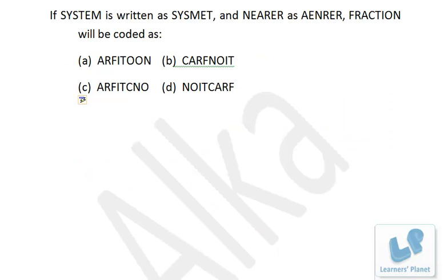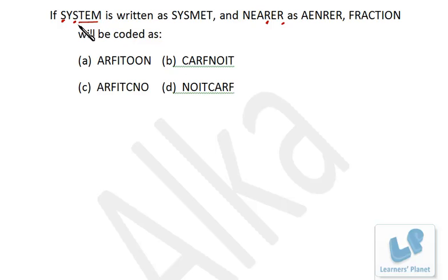Now we see this one. SYSTEM is written as SYSMET. That means the order of the last three letters is reversed, right? Instead of TEM, they have written MET, right? Now here in this case NEARER, that means AEN. The first three letters are also getting changed. Now what is happening over here? In this case R and R is the same, and in this case S and S is the same, so we cannot make out the difference. Precisely what is happening?